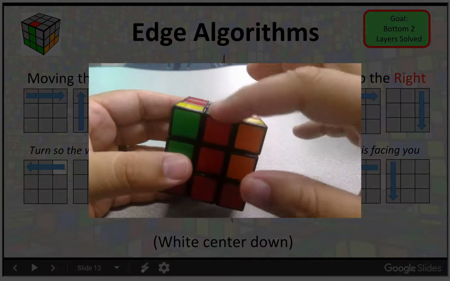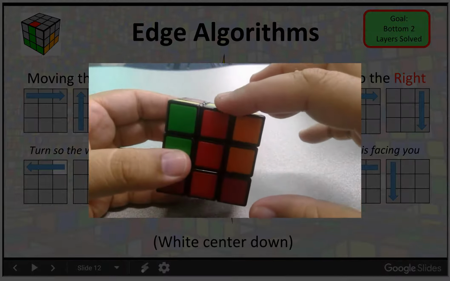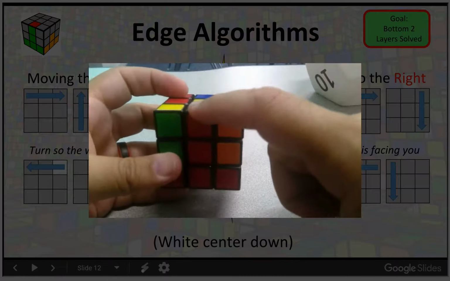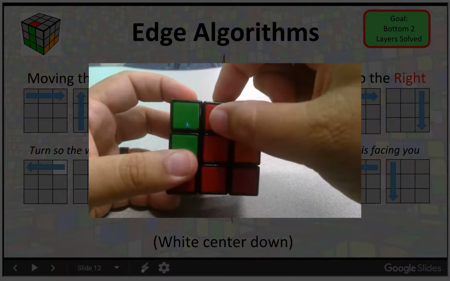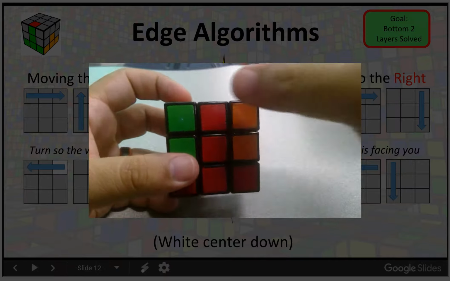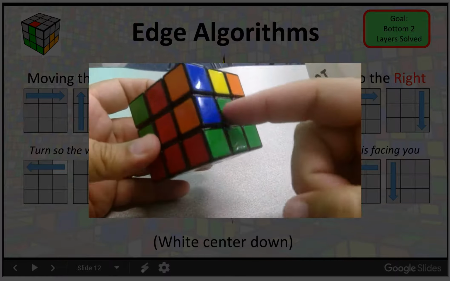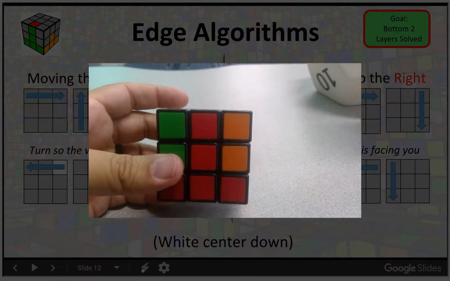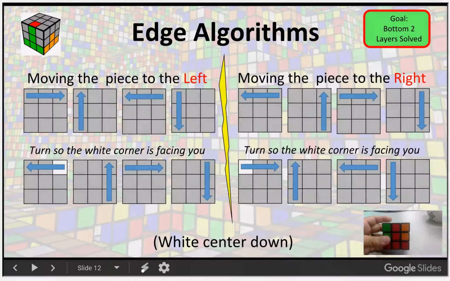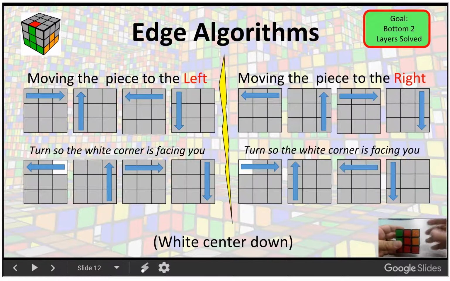And so I have this red green piece. I need it to move here. So this piece is actually I need to move it from here to over here. So I need to move it so it's red and green. So I'm going to move it to the right side. And so if I'm moving it to the right side, I got to use the right algorithm. And so I see here, moving a piece to the right, I'm going to go.